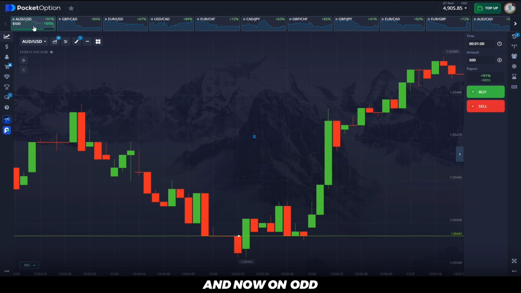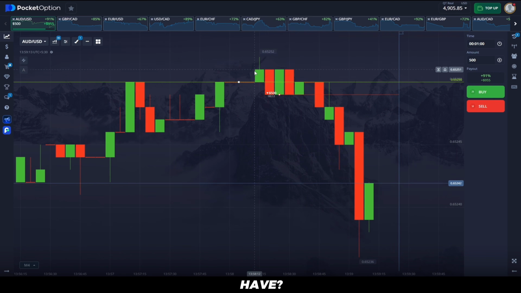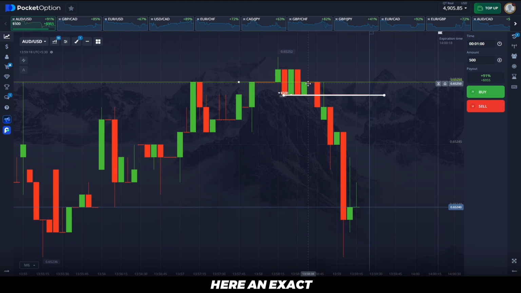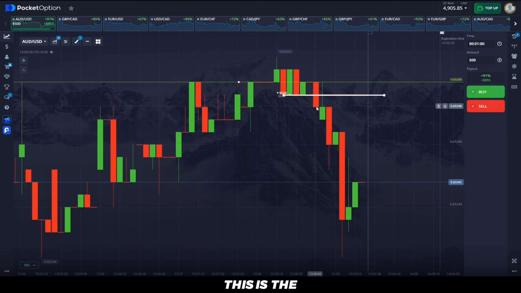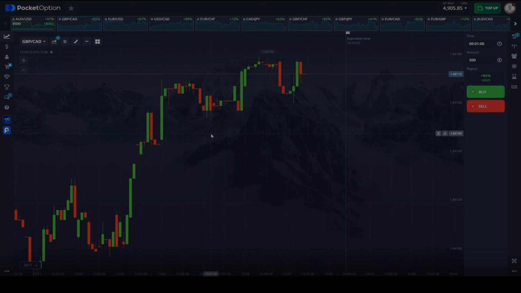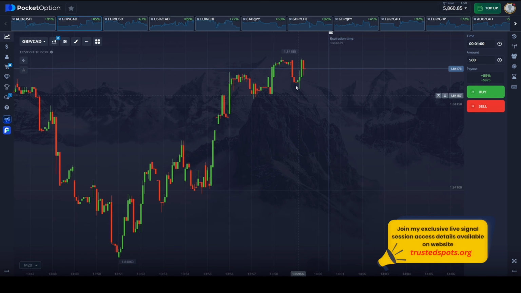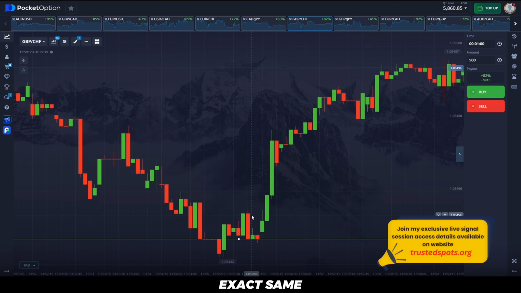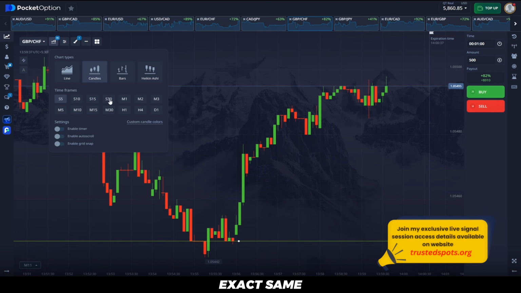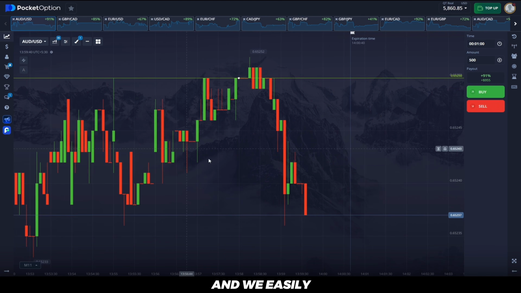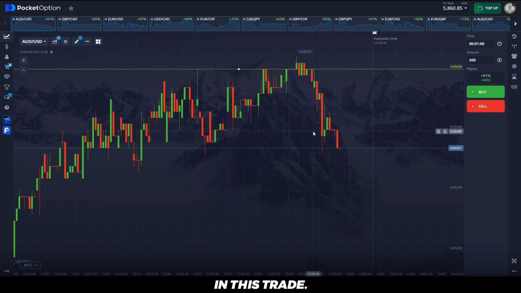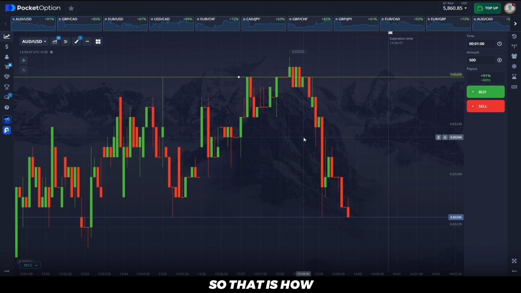And now on AUD USD also, what do you have? You have the exact same confirmation here and exact same confirmation here. This is the breakout candle from the recent level, and on this chart also we got the breakout candle. So it's the exact same setup, exact same confirmation, and we easily booked profit in this trade. So that is how you should trade.